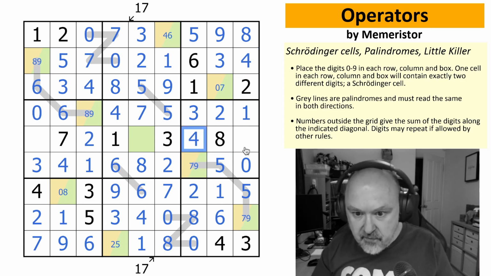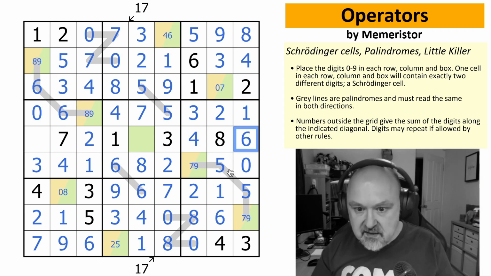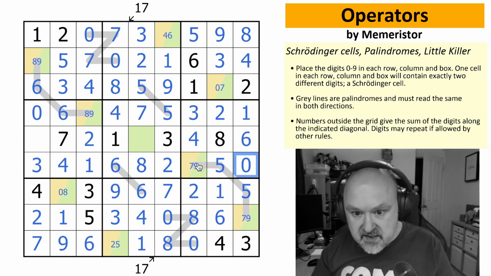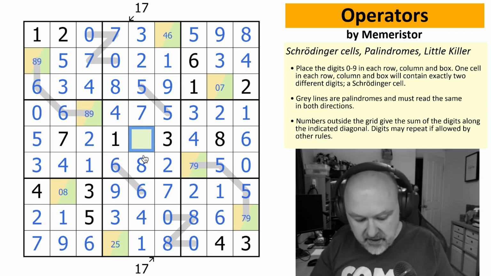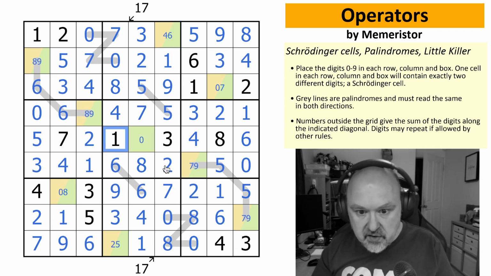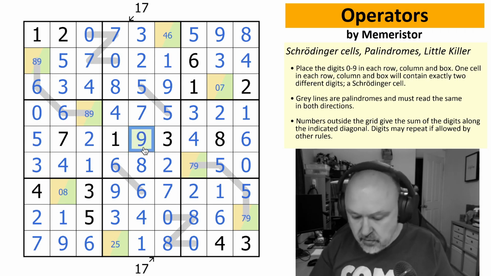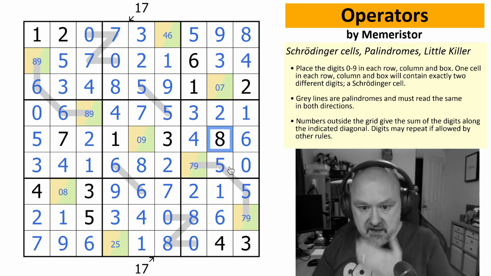1, 2, 3, 4, 5, 6. I should have started at 0, 7, 8, 9. 0, 1, 2, 3, 4, 5, 6, 7, 8, 9. And right in, this is a Schrödinger cell, and I am missing 0, 1, 2, 3, 4, 5, 6, 7, 8, 9. No, 9. And that is both 0 and 9.